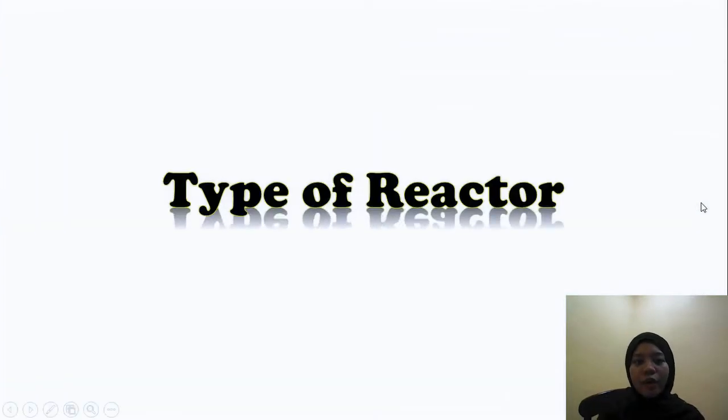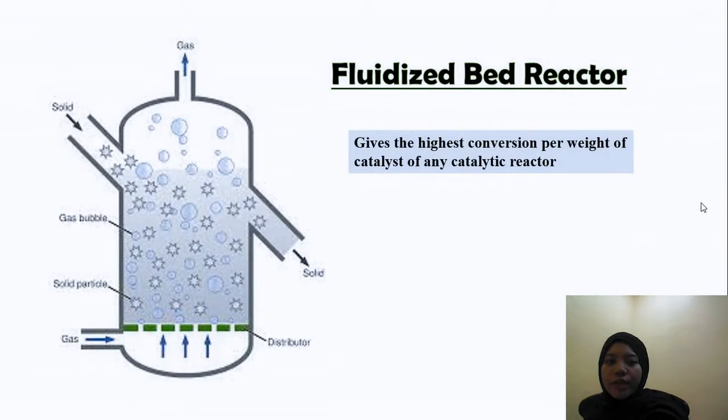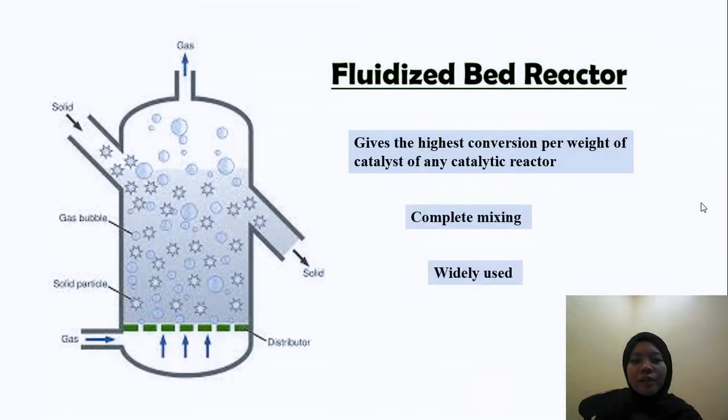There are several types of reactors. The most typical reactor to produce aniline is the fluidized bed reactor. Aniline is commercially prepared by using a catalyst. For most reactions, this reactor gives the highest conversion per weight of catalyst of any catalytic reactor. This reactor can completely mix to produce uniform product. It is also widely used in the manufacturing field.